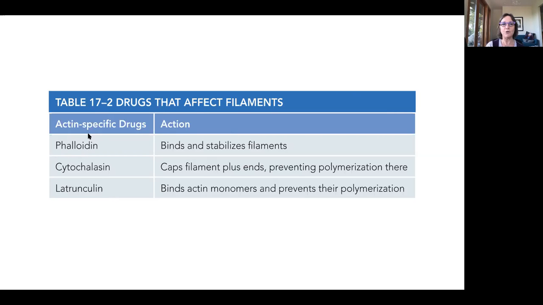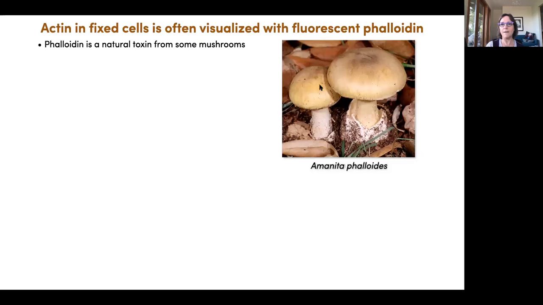And phalloidin is a really interesting compound. It comes from this mushroom called Amanita phalloides. And actually this mushroom is called the death cap, and it's responsible for most of the fatal mushroom poisonings in our area. So if you ever see big white mushrooms with white gills, you should not eat them.